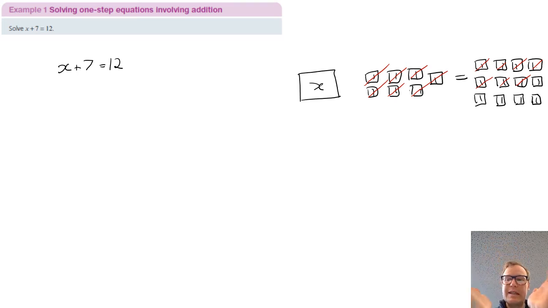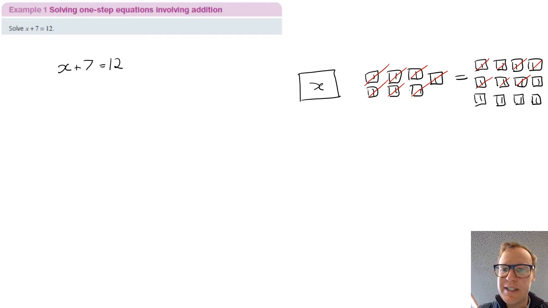You've got to think that it's like having a set of scales that are balanced. If you take away something from one side, that makes the other side heavier. So you want to make sure you do the same thing to both sides. If you take one from both sides, and then another one from both sides, it'll stay balanced the whole way through.